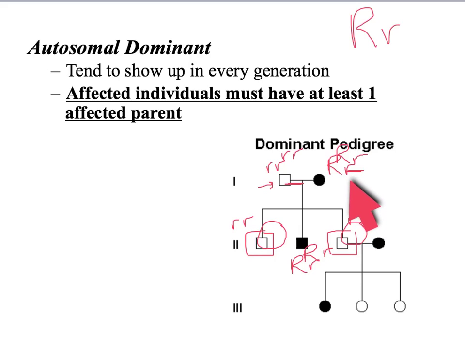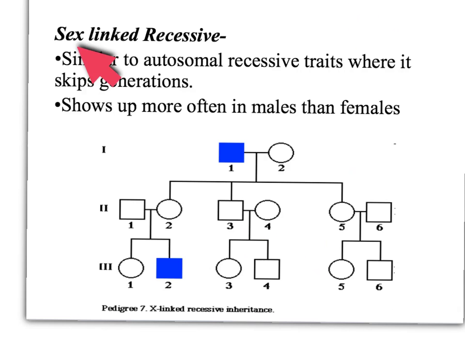Okay, and we know that this parent isn't big R, because this parent has to give this little r to their offspring that don't have the trait. Okay, next we're going to look at sex-linked recessive traits. So these are found on the X and the Y chromosomes, right? So we talked about how females have 2 X chromosomes, and males have an X and a Y. So these would be traits like hemophilia, color blindness, things like that.